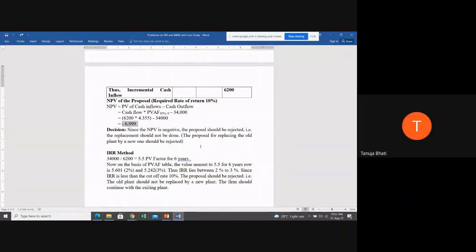Not done. So since the NPV is negative, the proposal should be rejected. The replacement should not be done. The proposal for replacing the old plant by the new one should be rejected. So the company should not go in for the new plant. It should continue with the existing plant.